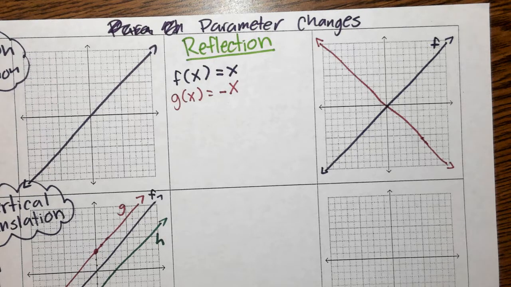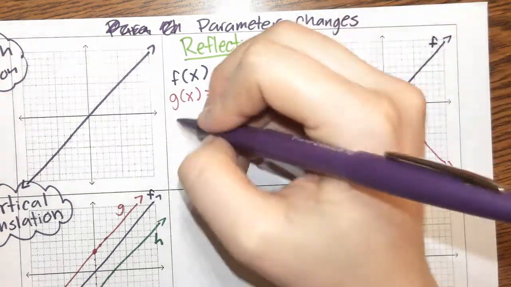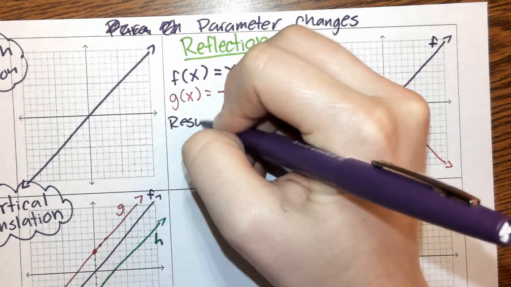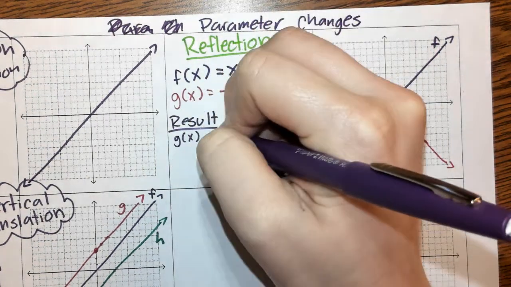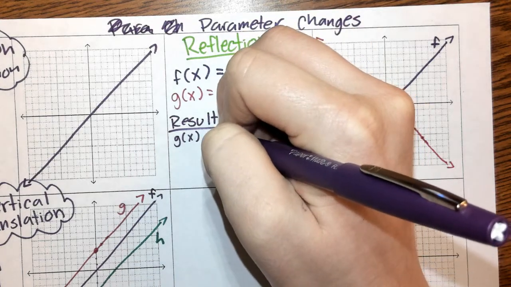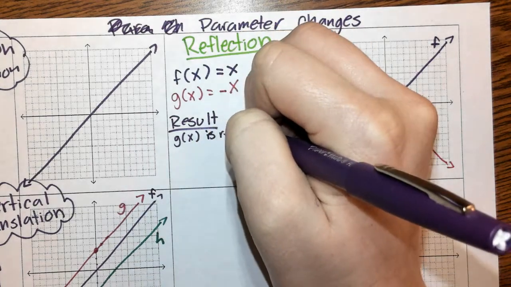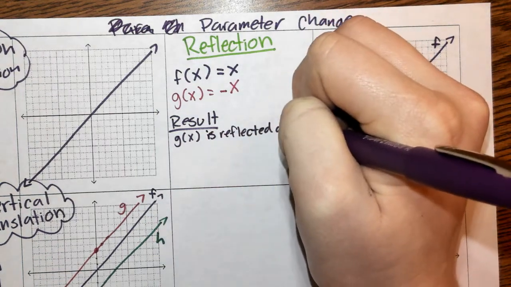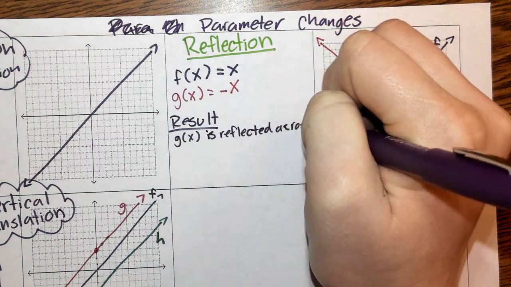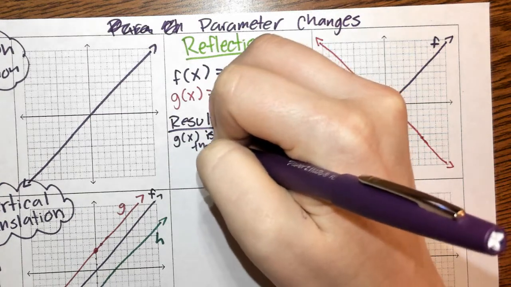Oh, okay. All right, so the result is that g of x is reflected across the y-axis.